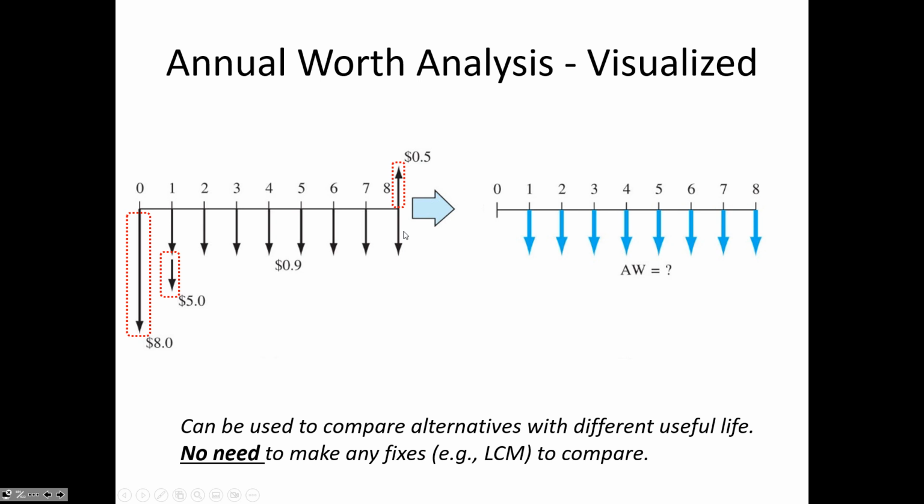Now, one of the nice things about annual worth analysis is we don't have to bother doing things like contract services or LCM. If you have two pieces of equipment with different useful lives, you can compare them without any further adjustments necessary once you solve for the annual worth, because it already assumes repeatability. That's kind of baked into annual worth analysis: the idea that the item can be purchased again and will have the same cash flow in the future.